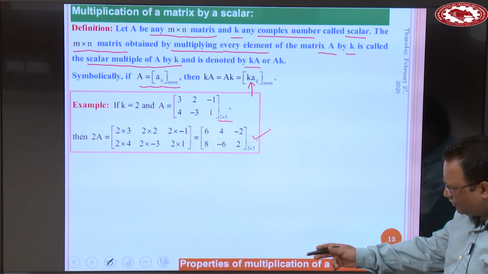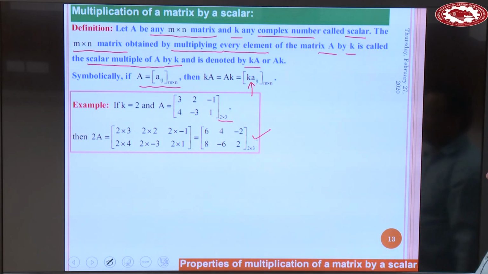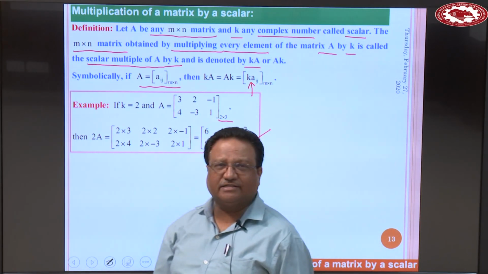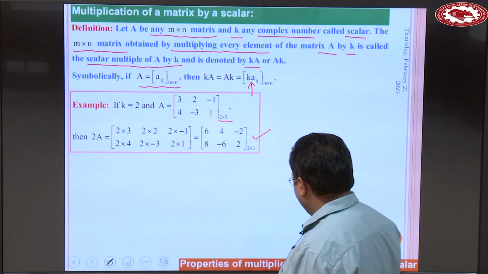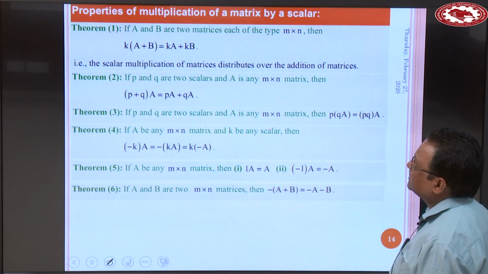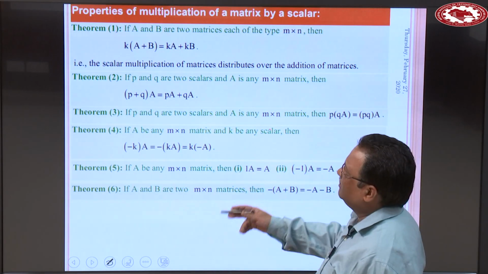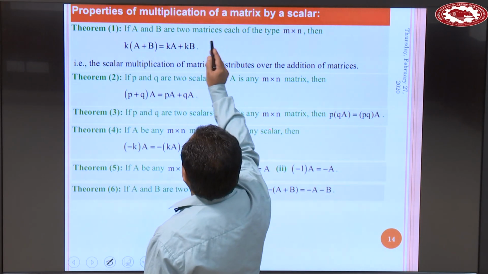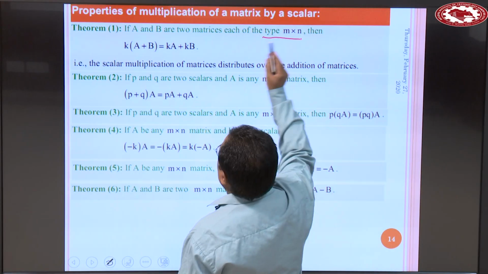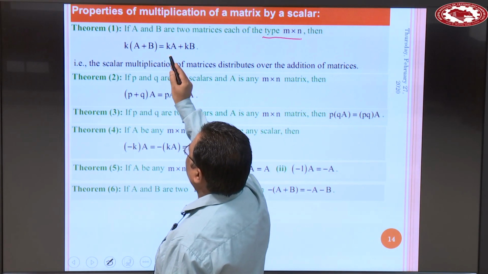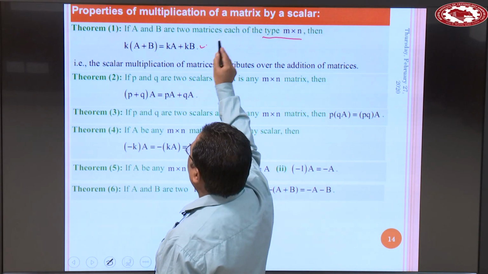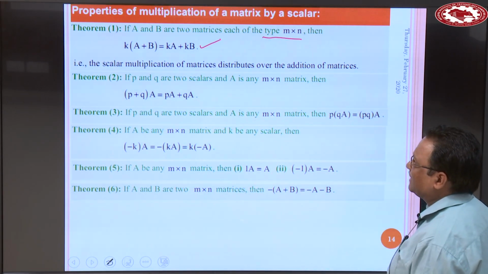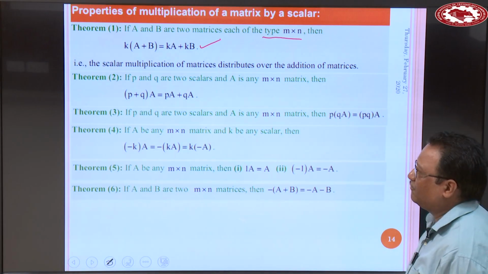Then what are the properties of multiplication of a matrix by a scalar? So, these are a few properties. First property is: if A and B are two matrices each of type m by n, then K(A plus B) is equal to KA plus KB. Remember, the scalar multiplication of matrices distributes over the addition of matrices.